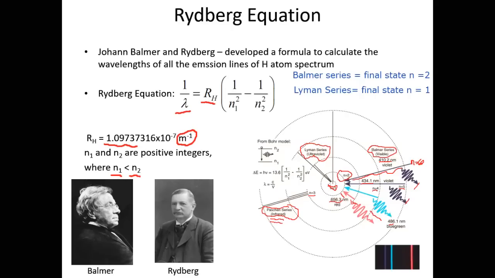And so for Paschen, they all end in the final state of n equal 3. So again, the shortest wavelength series is Lyman, and ends in n equal 1, then Balmer, which ends in n equal 2, and then Paschen is the longest, which ends in n equal 3.